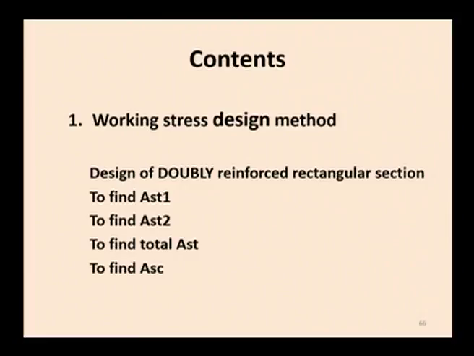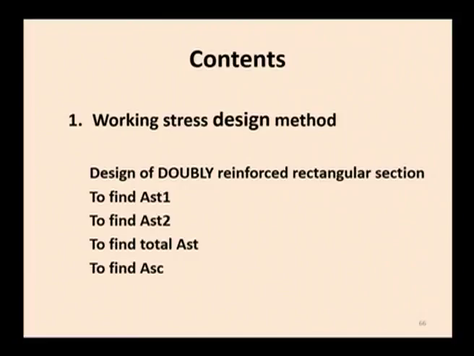In the previous lecture, we have seen how to analyze the doubly reinforced rectangular section and how to find out the moment of resistance of the section. Using the expressions of the moment of resistance of the doubly reinforced sections, we are going to find out what is the reinforcement required for the doubly reinforced section.